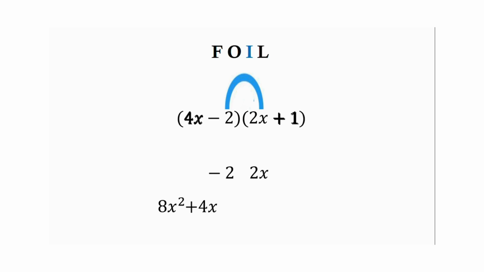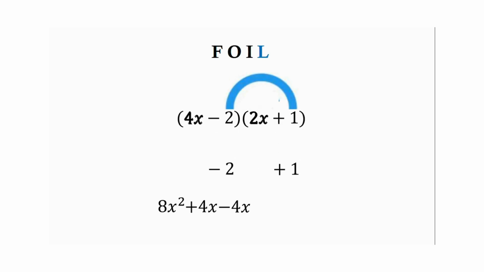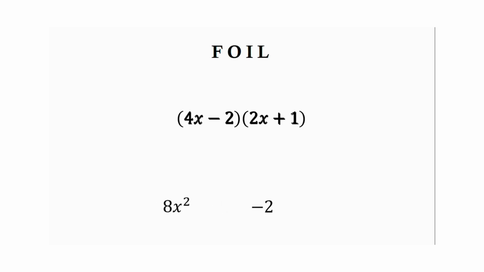That's a negative 2 times 2x, which gives us negative 4x. And the last, negative 2 times positive 1 gives us negative 2. The positive 4x and negative 4x cancel to 0x, and we just don't write 0x. Our answer is 8x squared minus 2.